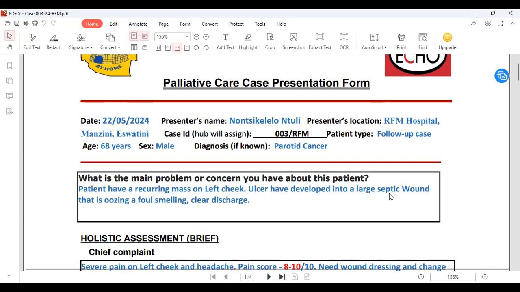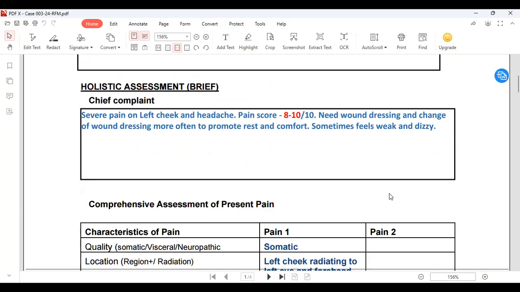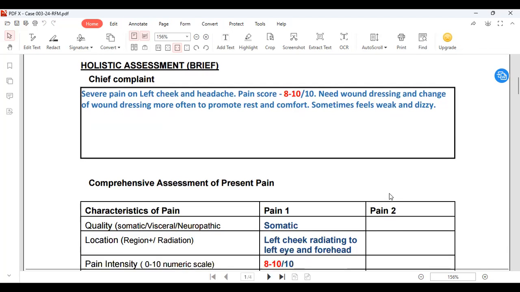The main problem or concern we have about the client is that he is having a recurring mass on the left cheek. The ulcer has developed into a large septic wound that is oozing a foul-smelling, clear discharge. Chief complaints: the patient is complaining of severe pain on the left cheek and headache. Pain score ranges from 8 to 10/10. He needs wound dressing and more frequent changes of dressing to promote rest and comfort. Sometimes he feels weak and dizzy.